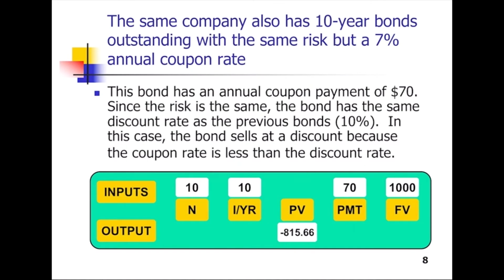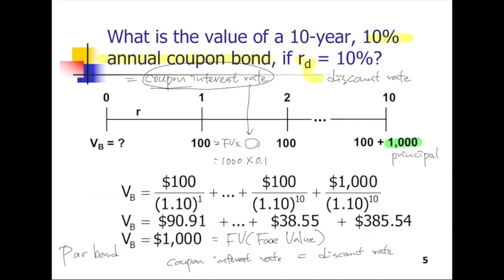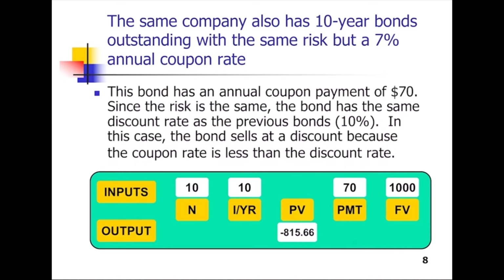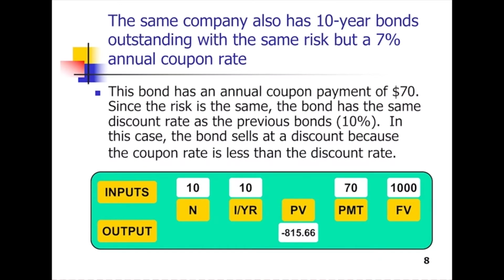And this is the third example. The same company also has 10-year bonds outstanding with the same risk but a 7% annual coupon rate. In the first case, the coupon rate is 10%. In the second example, the coupon rate is 13%. In this case, the coupon rate is 7%, right? This bond has an annual coupon payment of 70.